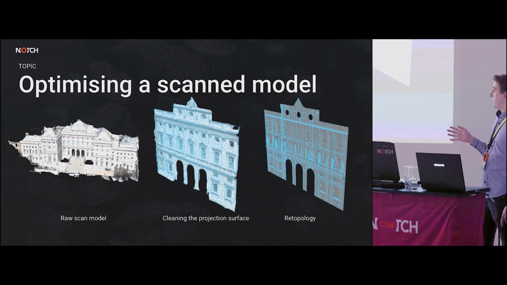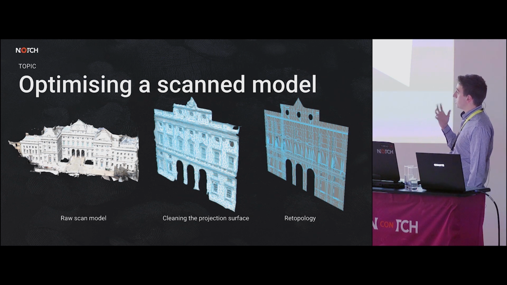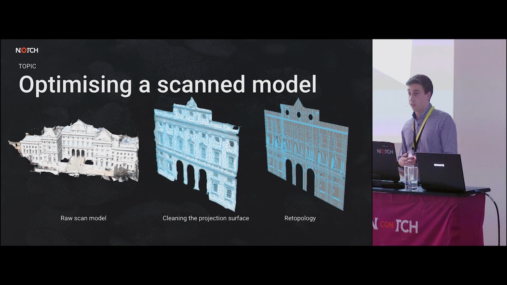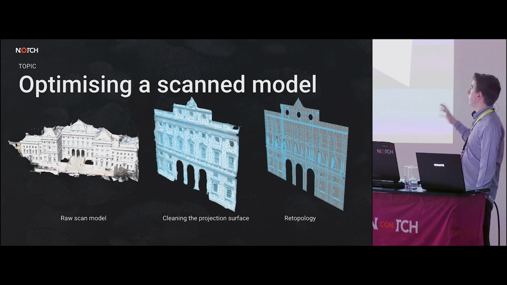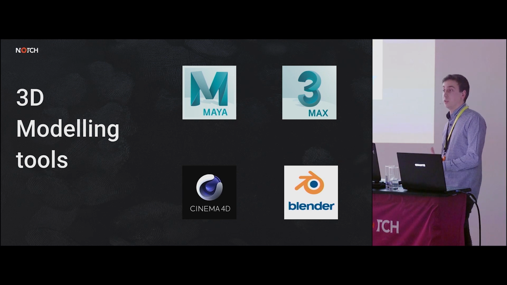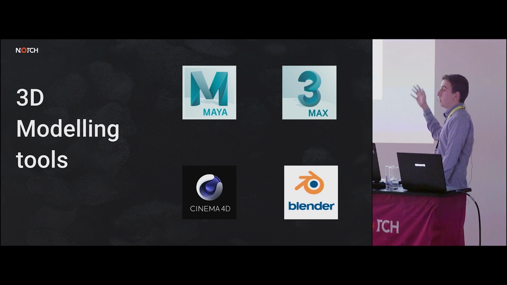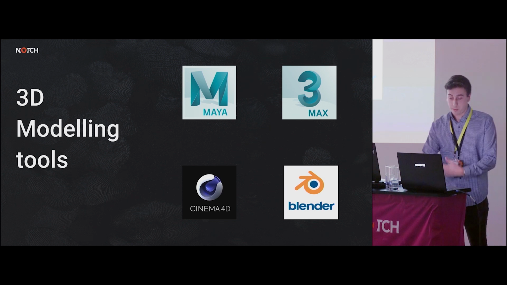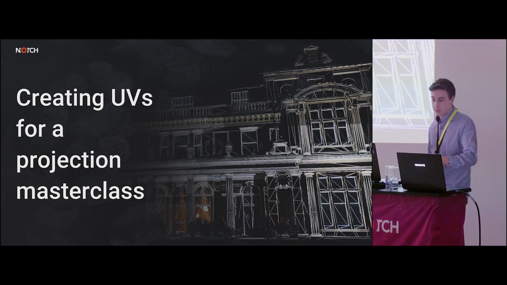But as you can see, it's very triangulated, and there are a lot of polygons, so you need to smooth this out. What we use is another workflow called retopology, where basically it's like tracing the surface, as you can see what we've done on the right there. And here are a few examples of 3D modeling tools if you're not aware of them: Autodesk Maya, 3ds Max, Cinema 4D, and Blender. Now I'm going to pass it back to Will, who's going to talk about creating UVs.